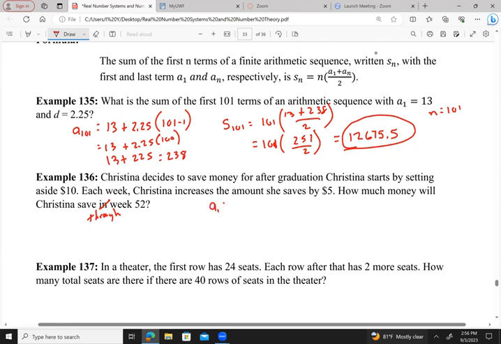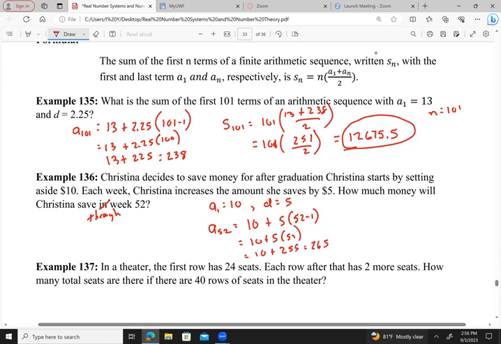So she starts out putting $10 aside. So a sub 1 is equal to 10. She's going to increase that by $5 every week. So D equals 5. We're going to do this for 52 weeks. So a sub 52 equals a sub 1, which is 10, plus 5 times 52 minus 1. 10 plus 5 times 51, 10 plus 255, 265.